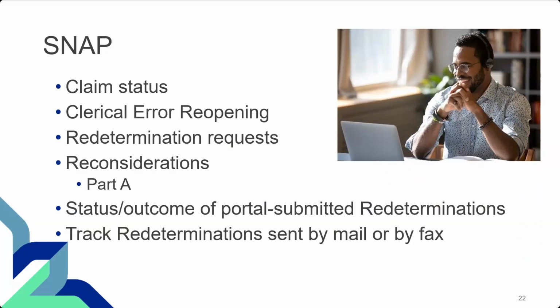Providers can use the portal to submit a redetermination request, to submit a Part A reconsideration request, which is that level 2 appeal. You can check the status and outcome of a portal submitted redetermination, and you can track a redetermination request that's been submitted by mail or fax. You can also use it to submit a clerical error reopening to correct those minor errors that result in an initial claim denial or reduction of payment, like Karen explained to us.